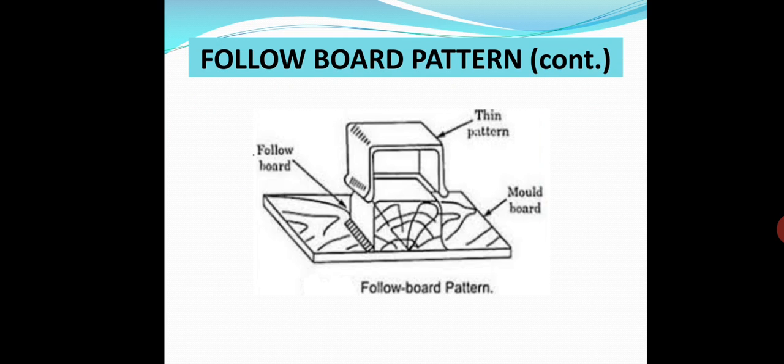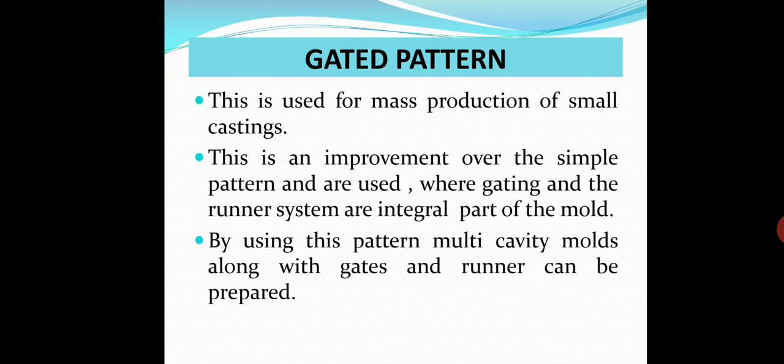So this is the diagram of follow board pattern. You can see below, the lowest one is the mold board. On top of this is the follow board, and the follow board has a thin space to seat the thin pattern over it. Next is gated pattern.